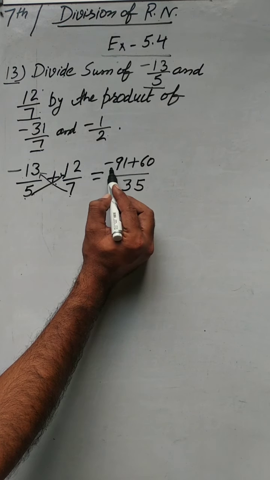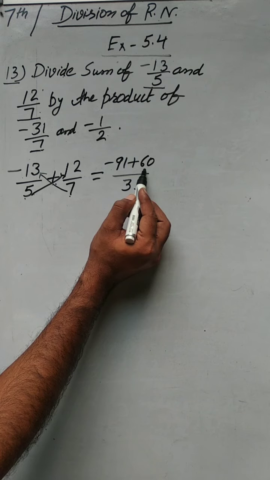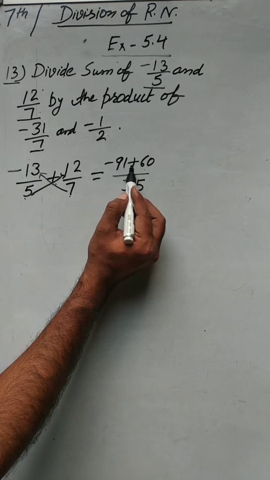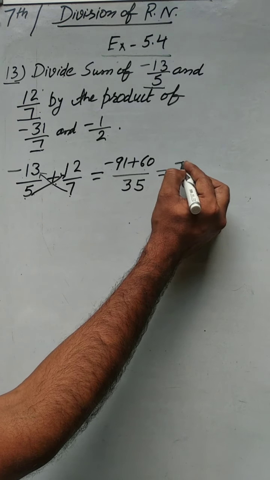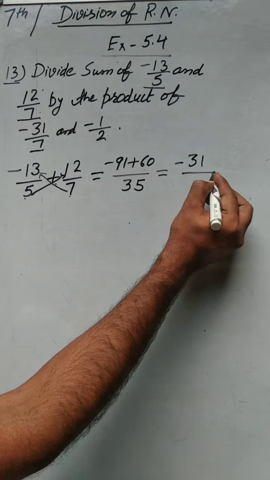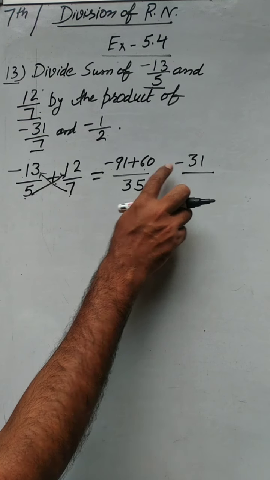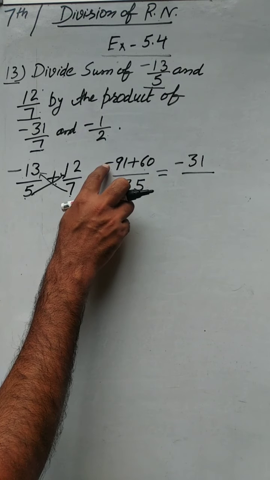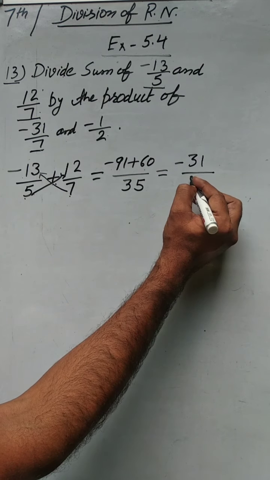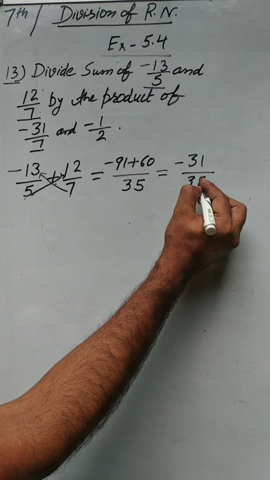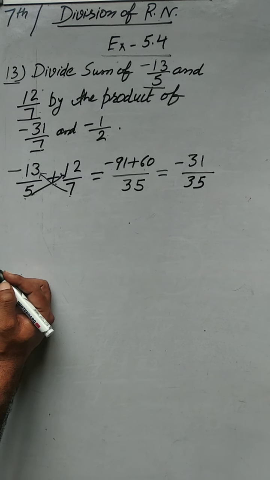Now one number is in minus, one is in plus. What to do? We will subtract them. Okay. So 91 minus 60. When you subtract it, it will be 31. And the sign will be of the greater number from 60 and 91. Greater is 91. Its sign is minus. So here it will be minus 31. It will become minus 31 upon 35.